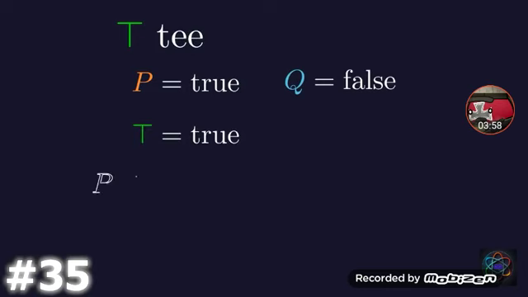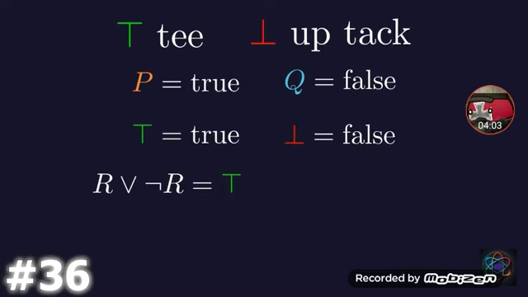Logical constant for true value, a statement that is always true. Logical constant for false value, a statement that is always false.